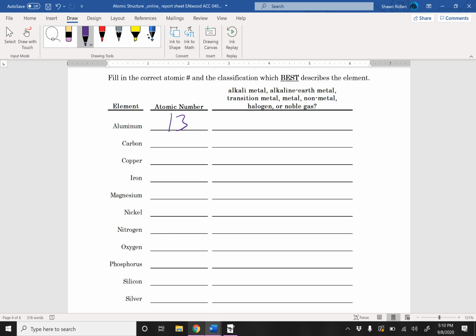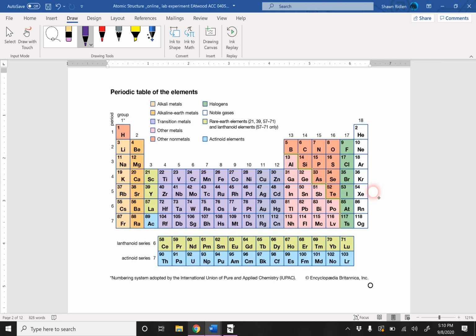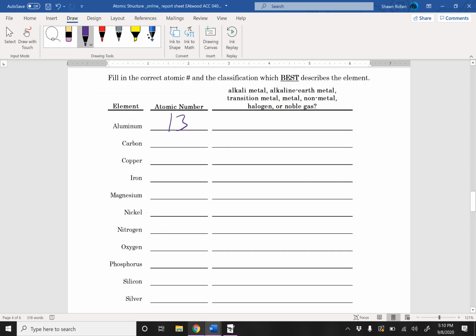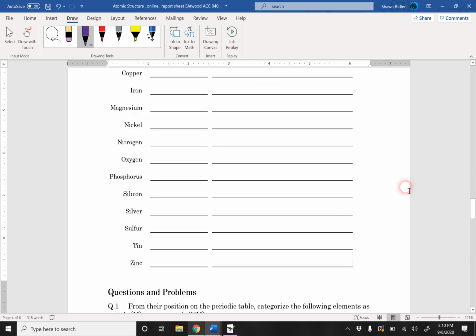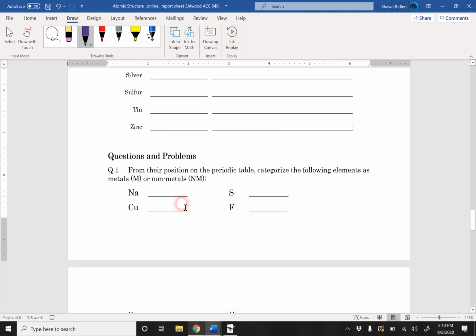And now I want to know, is it an alkali metal, alkaline earth metal, transition metal, metal, non-metal, halogen, or noble gas? Okay, so I see it's in the pink color, which just tells me that it's a metal. You don't have to write other metal, you can just say metal. Okay, and that would be my answer. And then just move on down through all the elements that it asks you for, like carbon, copper, etc. Okay, and then down below that, it's going to ask us some more questions.